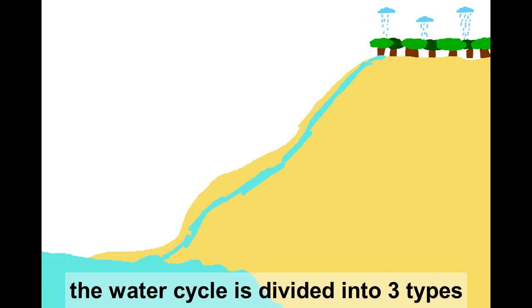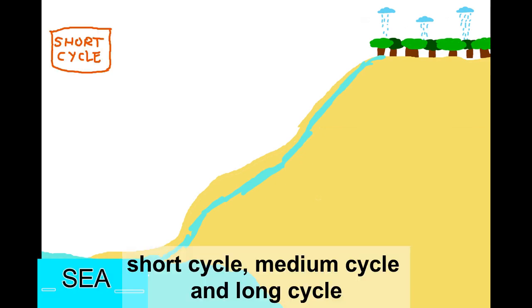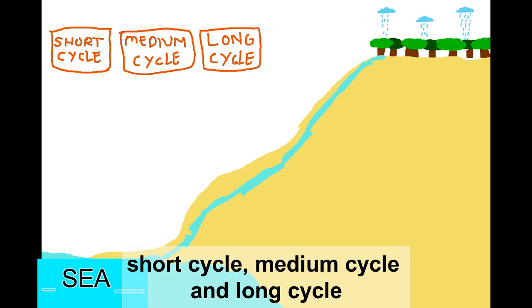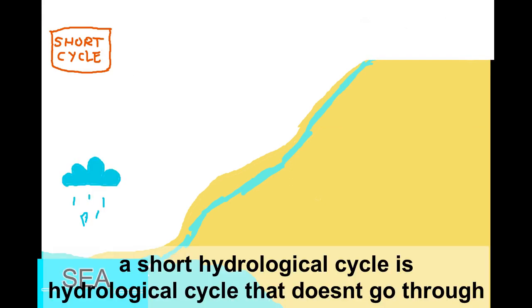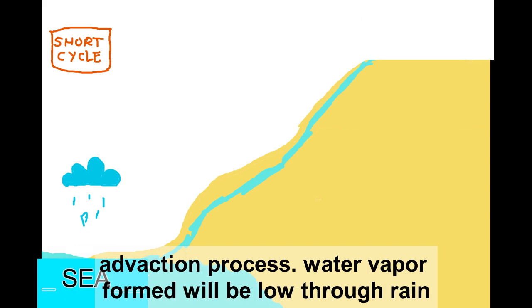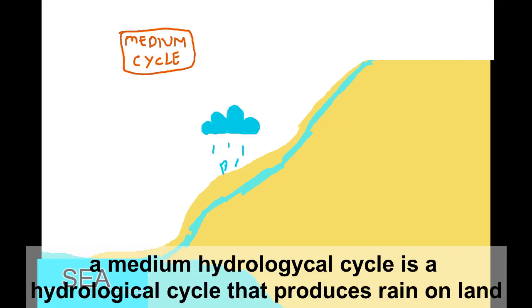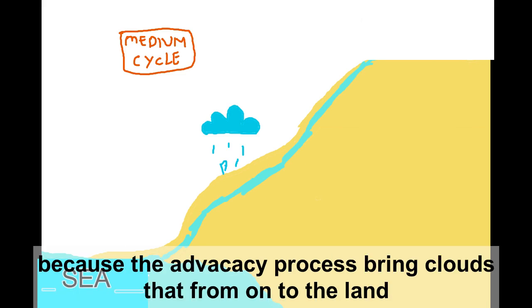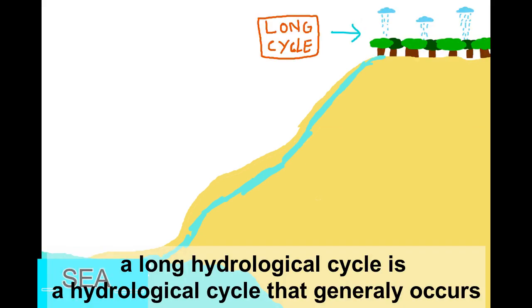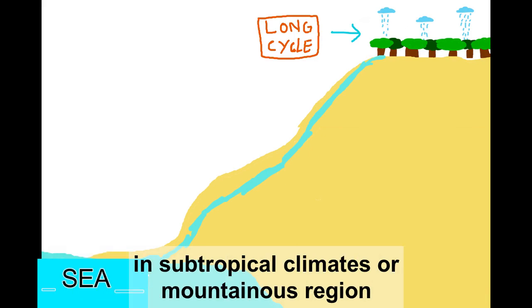The water cycle is divided into three types: short cycle, medium cycle, and long cycle. A short hydrologic cycle is a hydrological cycle that doesn't go through the advection process. Water vapor formed will fall as rain in the area around the sea. A medium hydrologic cycle is a hydrological cycle that produces rain on land, because the advection process brings clouds that form onto the land. A long hydrologic cycle is a hydrological cycle that generally occurs in subtropical climates or mountainous regions.